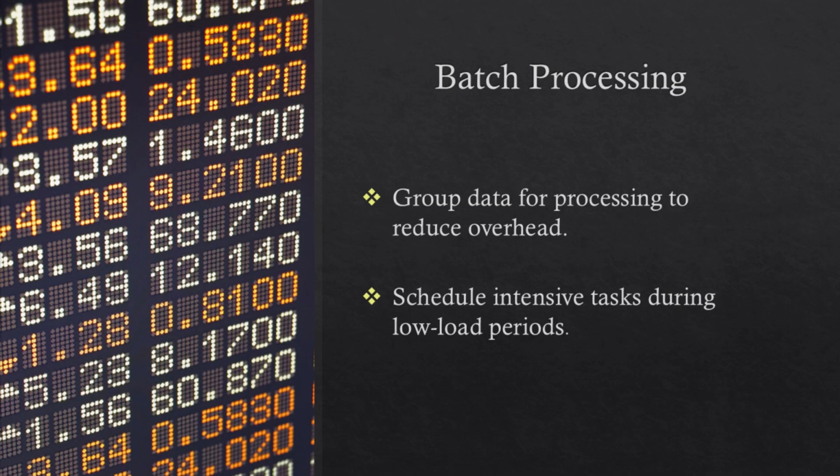We employ batch processing techniques to reduce overhead. Grouping data. By processing data in groups rather than individually, we decrease the number of processing cycles required, improving efficiency. Scheduling intensive tasks. We schedule resource-intensive tasks during periods of low system load. This ensures that critical real-time operations are not impacted by heavy processing demands.